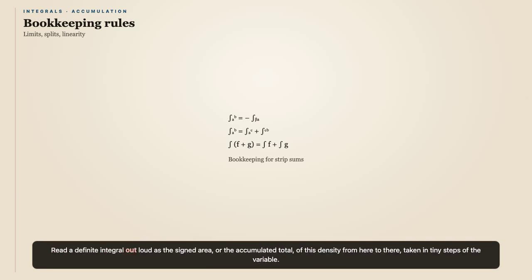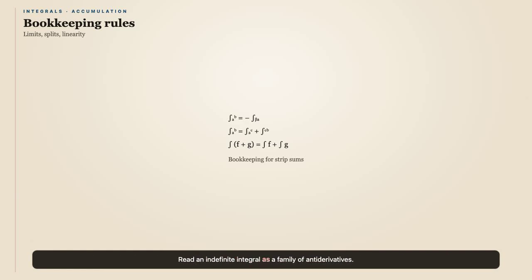Read a definite integral out loud as the signed area or the accumulated total of this density from here to there, taken in tiny steps of the variable. Read an indefinite integral as a family of antiderivatives. The ceremony collapses into a task. Find a total from a rate, or an area from a height function, or a mass from a density.